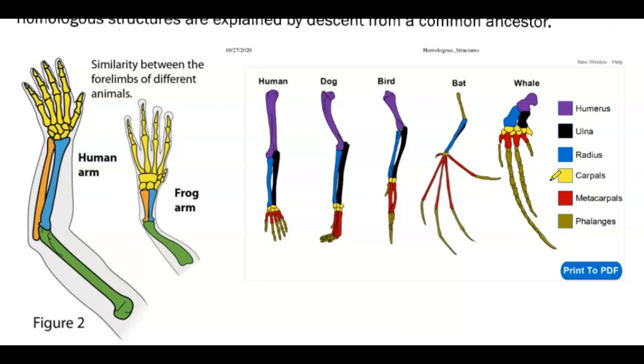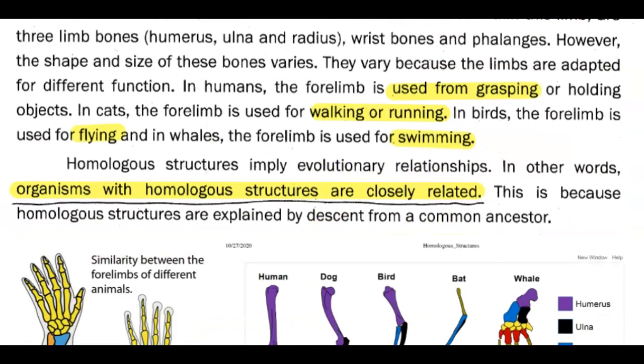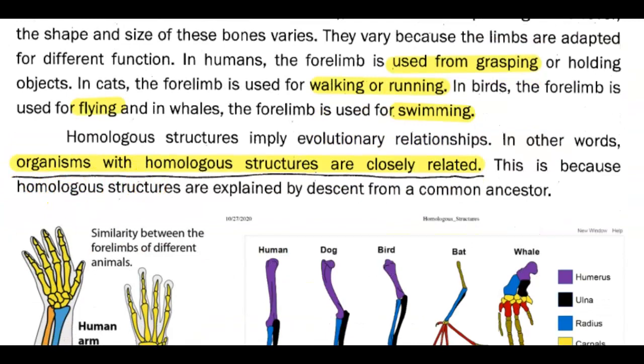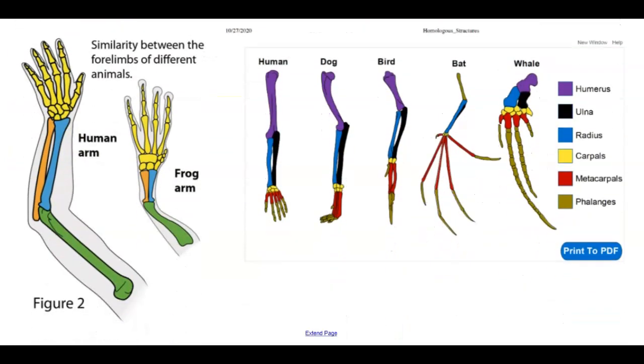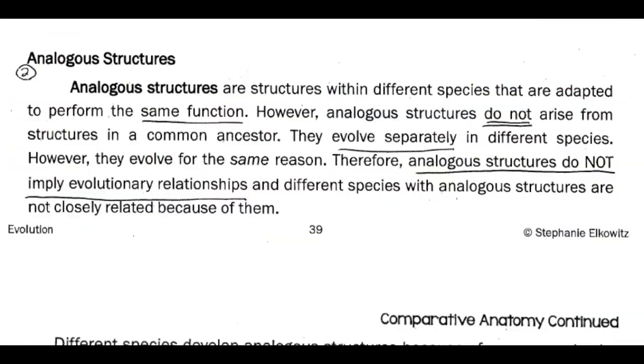Okay? But because they all have the exact same bones, this shows that they have a common ancestor and that they are related to each other. Okay, so once again, this was called homologous structures. So homo means same, so the same kind of structures, same kind of bones. Okay, so that was the first piece of anatomy we wanted to look at.